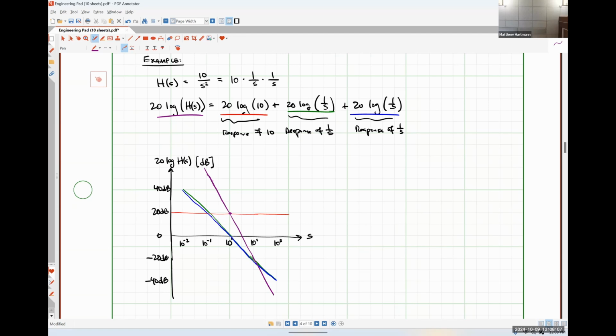All right, it is 12:08. I don't know that we have enough time to do another example here, so we'll start looking at a zero at the origin when we get to class on Monday.